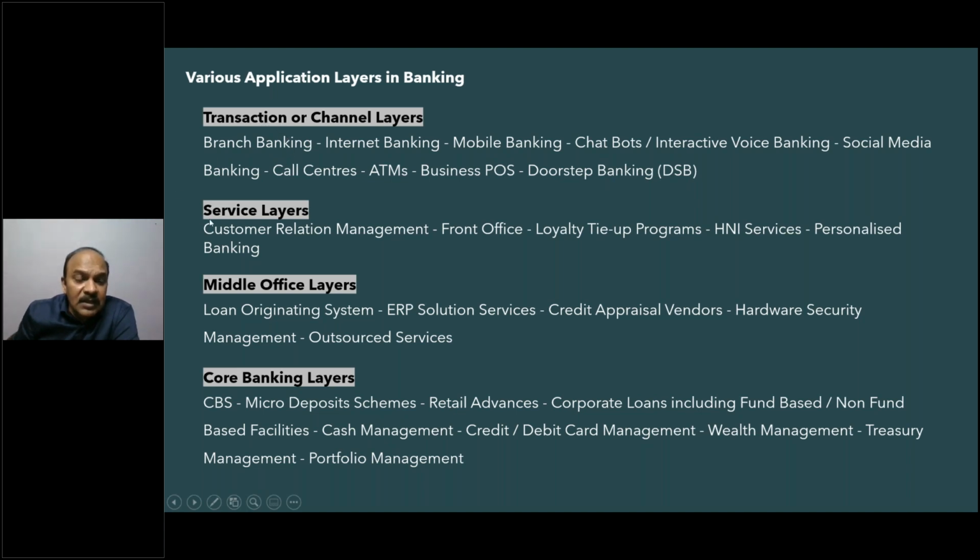Now, the next level, the second layer, is the service layer. That's where the front office or customer relationship management, in fact high net worth individual services, like wealth management, come in. So these are purely service layers where they interact with the CBS or the channel. Of course, not the middleware. It's not purely a middleware, but it's more or less like a front end of banking.